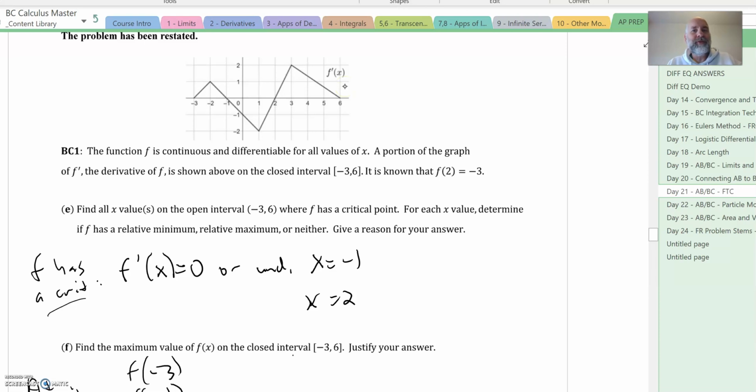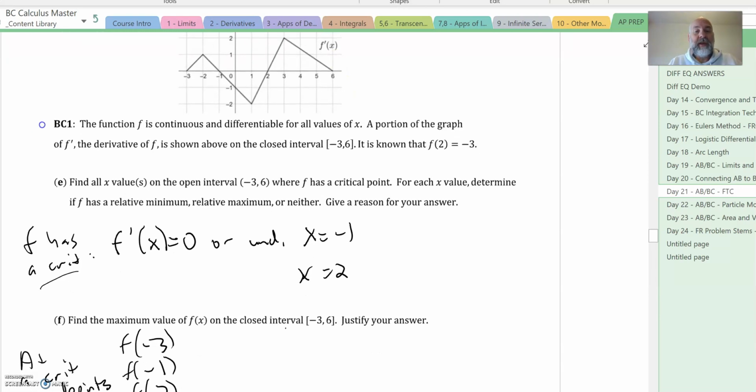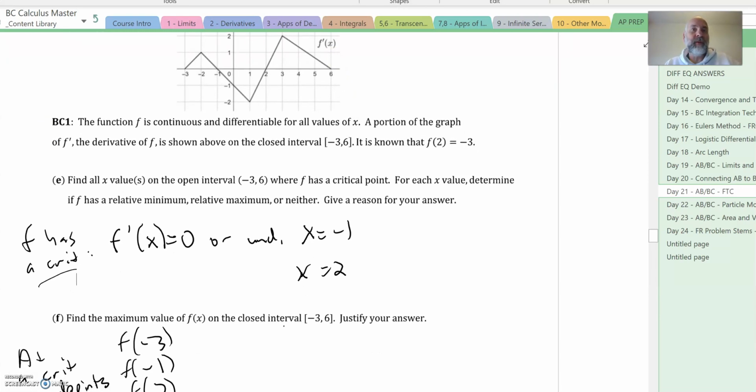And then you'd want to apply the first derivative test, I think. And I'll give you a hint. One should be a max and one should be a min.